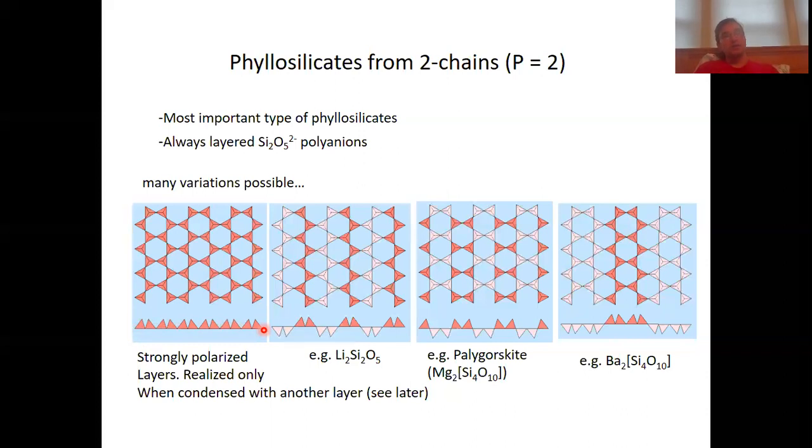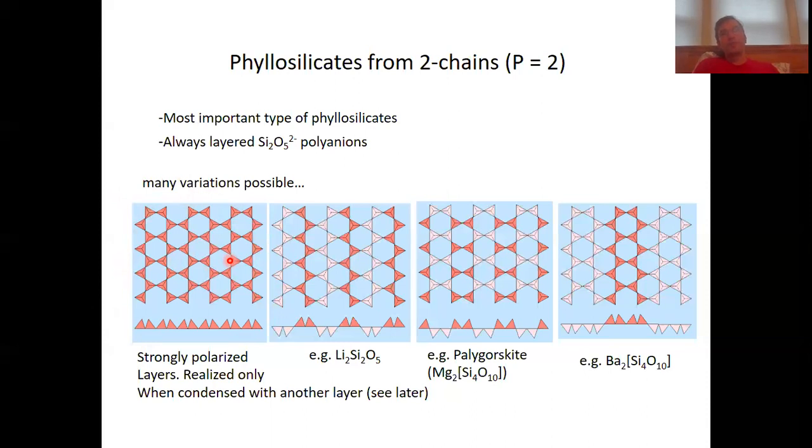Okay, you can easily see here that these negative charges will strongly repel each other. And therefore, such sheets are only realized when these layers are condensed with other layers that reduce the number of negative charges. How that is being realized, we will see later. But individual sheets like this, which are not further condensed with other sheets, are not known, for electrostatic arguments.